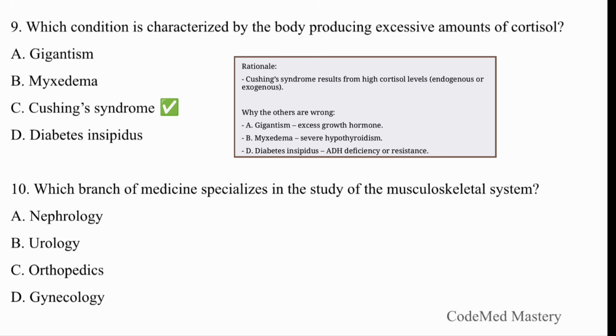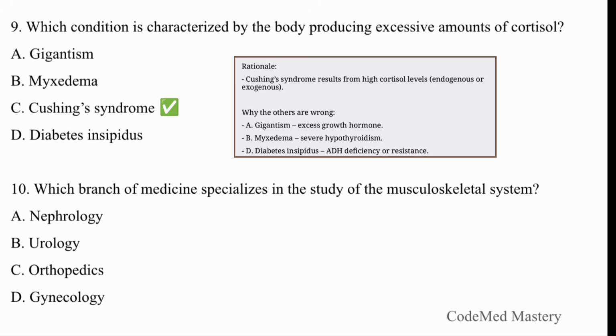Option A, gigantism, refers to excess growth hormone, and option B, myxedema, means severe hypothyroidism. It is a life-threatening situation. And option D, diabetes insipidus, refers to ADH deficiency or resistance.